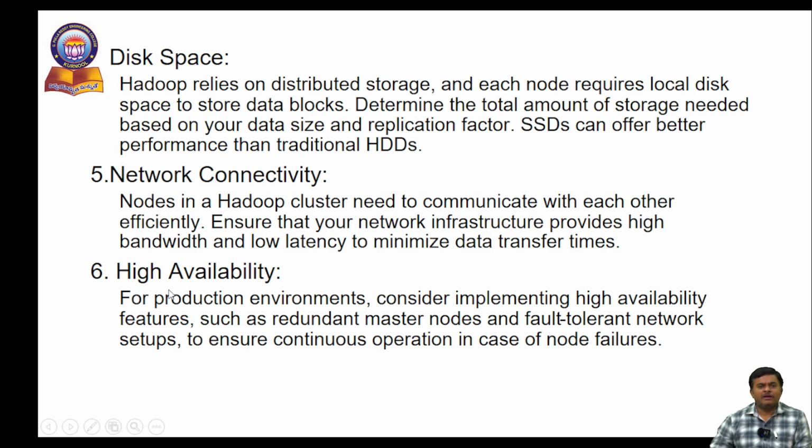High availability. For production environments, consider implementing high availability features such as redundant master nodes and fault-tolerant network setups to ensure continuous operation in case of node failures. So for high availability, you need to maintain redundant master nodes. That is, if a master node fails, another should be available to back up the system. And the fault-tolerant network setups: if one network fails, the other shall be able to restore the network and keep continuous communication between the nodes.